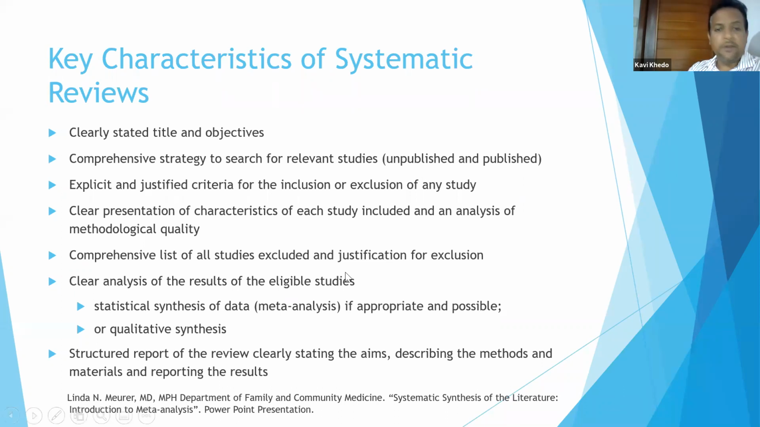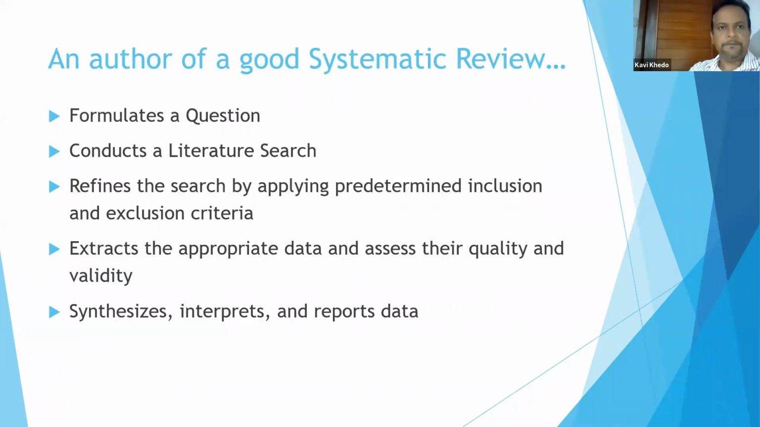A clear analysis of the results, obviously using statistical synthesis. This is what is called meta-analysis. I've already explained it to you. A structured report of the review, the way you report your review. You cannot really report it in any way you want. This is where PRISMA comes into play. It gives you a guideline for reporting your results. An author of a good systematic review normally formulates a good question. It conducts a literature search using a scientific search strategy, refines the search, applies predefined inclusion and exclusion criteria, extracts the important data from the studies. Not only this, it assesses their quality.